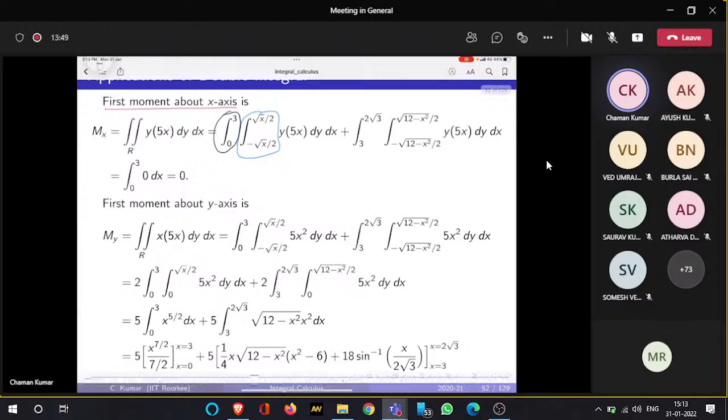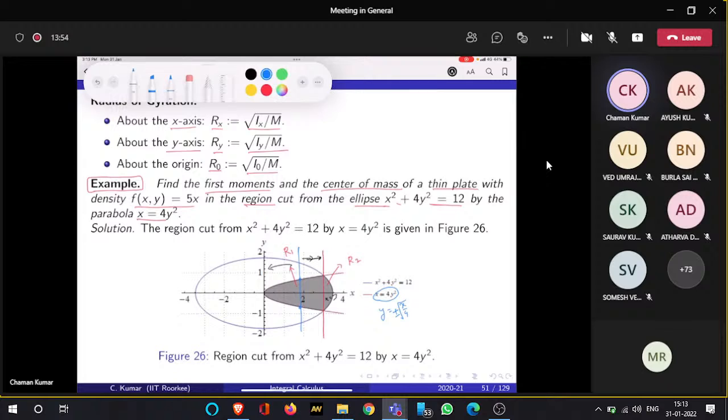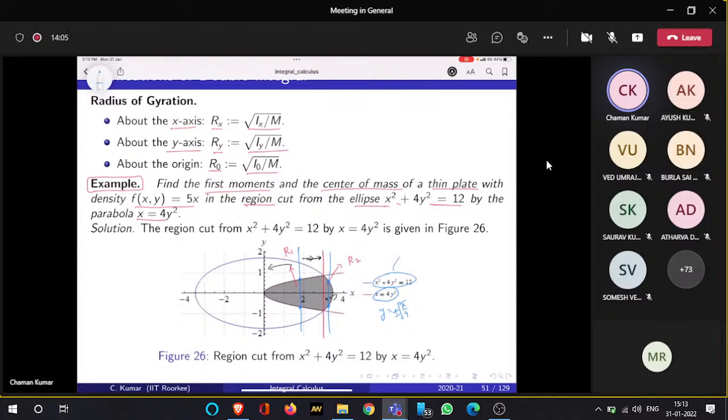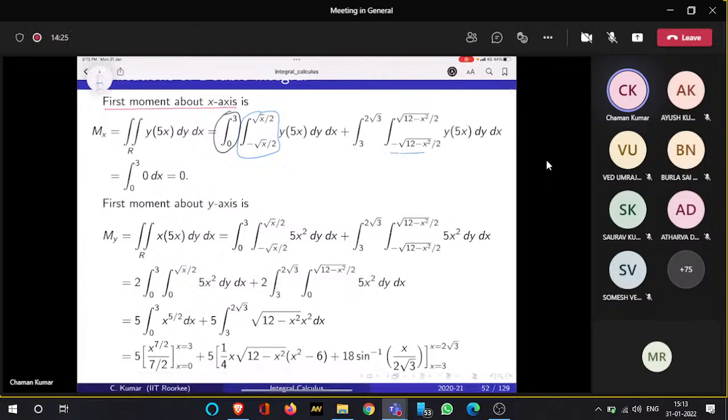And now we come to the second region, R2. So here we have a line parallel to the y-axis again, and the entry point now lies on the ellipse. So we solve this ellipse for the value of y, which will be y is equal to plus minus the square root of (12 minus x square) divided by 4. So the limit of y will be this.